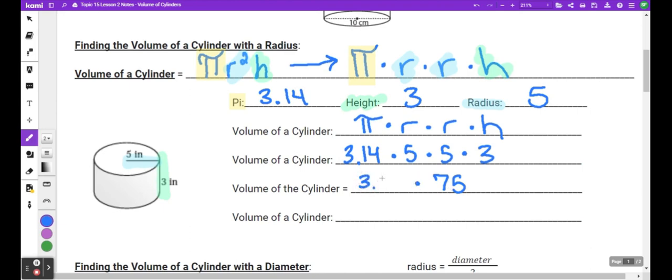And then, of course, we're going to take that 75 and multiply it by pi, which is 3.14. And when we do that, we're going to get 235.5. And since this is volume, this would be inches to the third power.